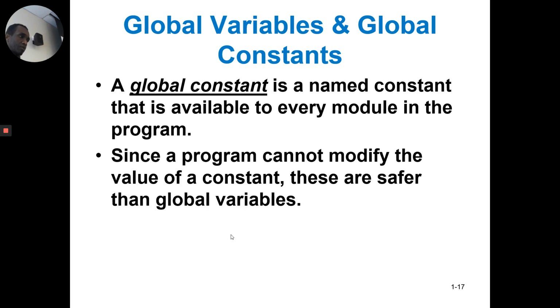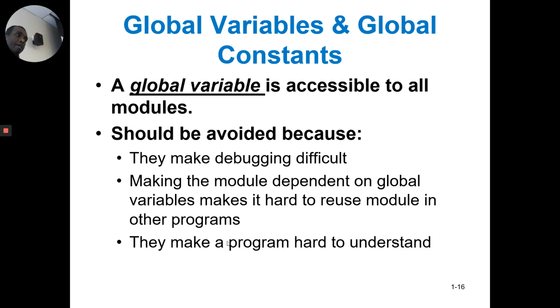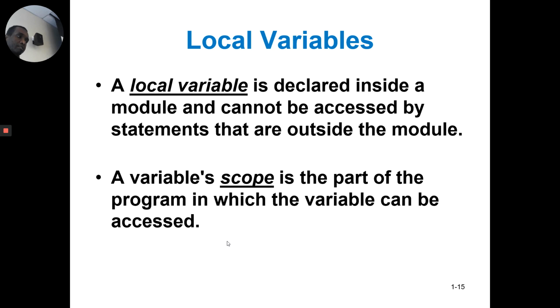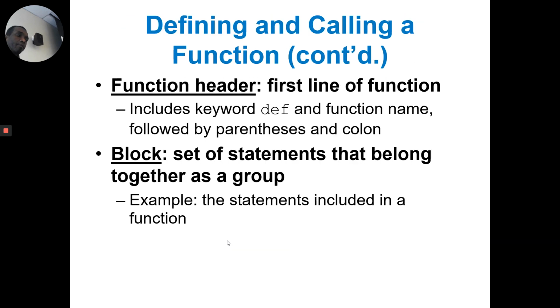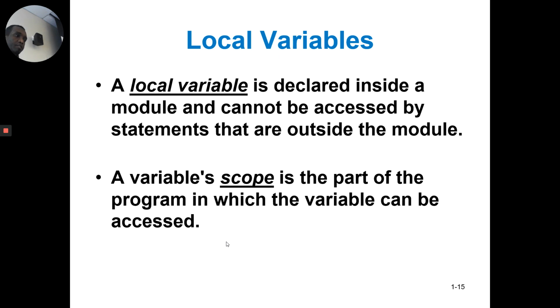Let's go over this too. Let me finish this also. A global constant is a named constant that is available to every module in the program. Since a program cannot modify the value of constants, these are safer than global variables. Now I want to go back and explain to you what a local variable is, then a global variable, then explain to you what the scope is, these three.